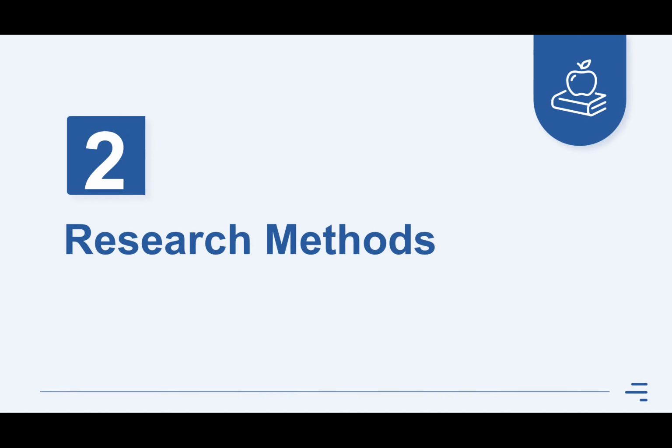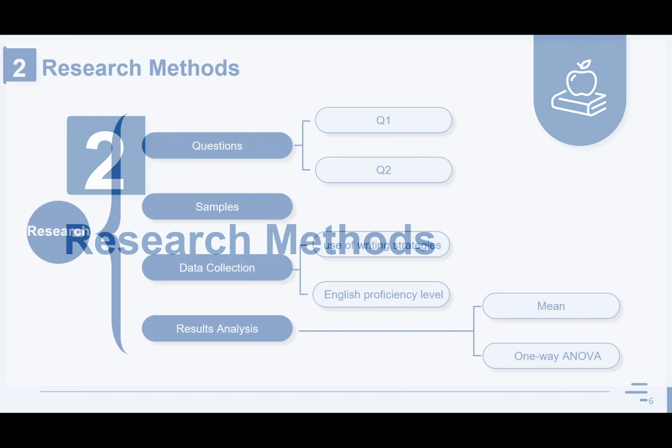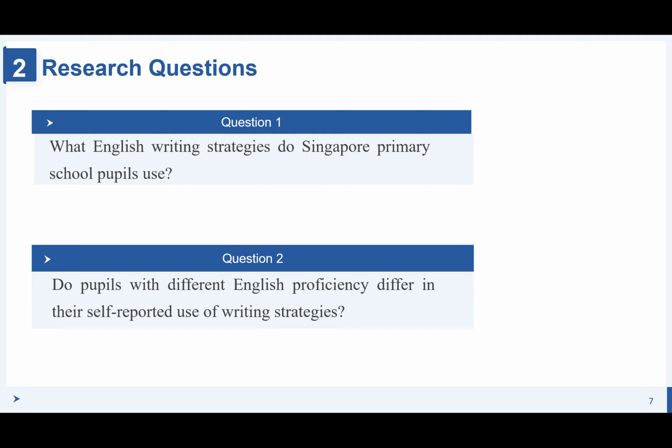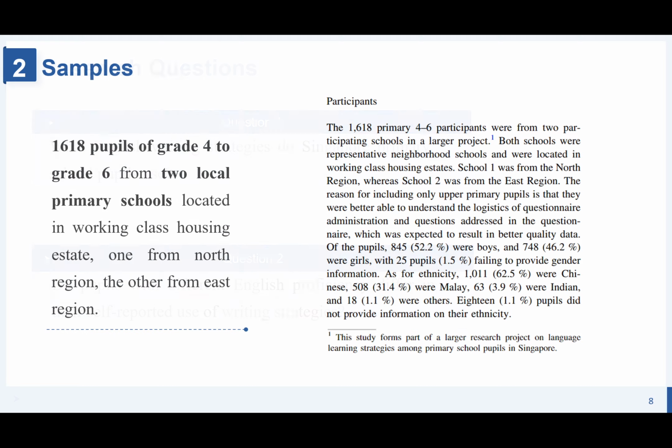The next part is research methods. Here are four subparts. I will explain them one by one to you. This research is based on these two questions. You can pause to see. So for solving these two questions, 1,618 pupils of grade 4 to grade 6 from two local primary schools are selected for this study.